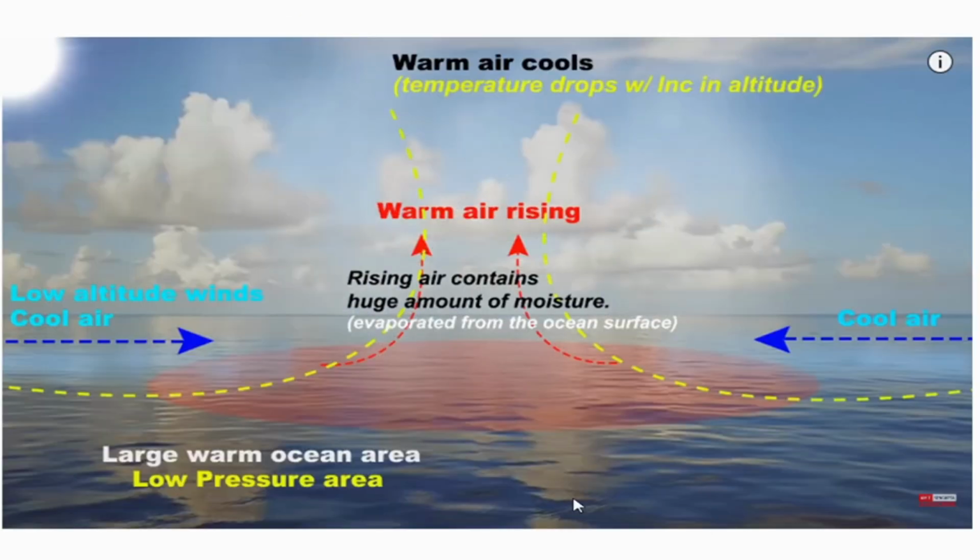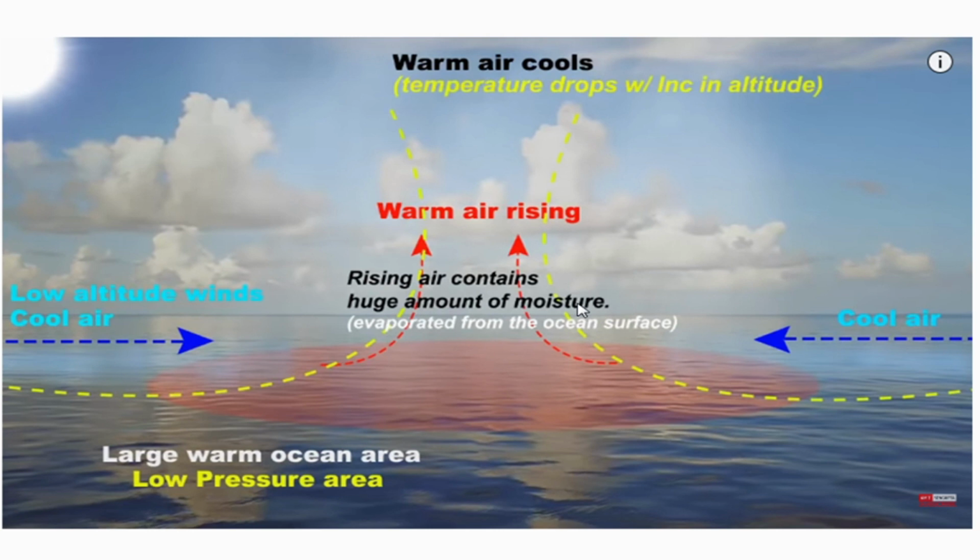Okay, so this is another drawing of how the typhoon developed. Unang-una, large warm ocean area, this one, the red part. So, ang tawag po dyan is the low pressure area. Meron po siyang cool air, no? Pag nagsama po yan, magkakaroon po ng evaporation from the ocean surface. Rising air contains huge amount of moisture.